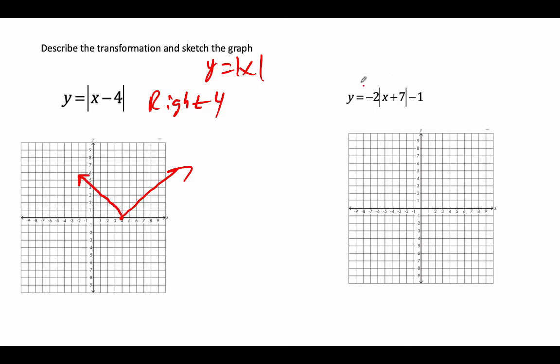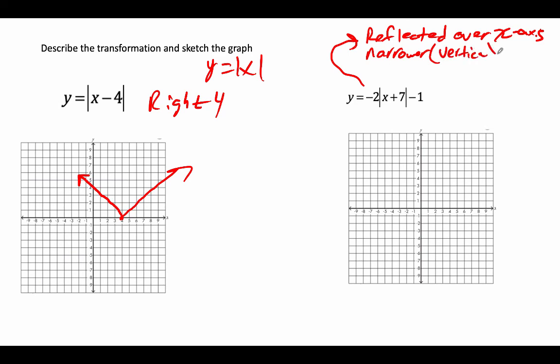Okay. This one is going to be flipped or reflected over the x-axis. So it's going to be, instead of a V up, a V opening down. Reflected over the x-axis. It's going to be vertically stretched or narrower. And I'm fine if you just describe that. That's called a vertical stretch. Means it's going to go down quicker.